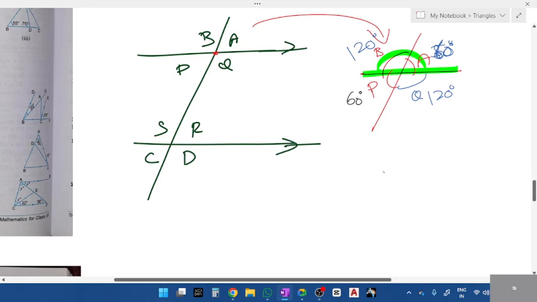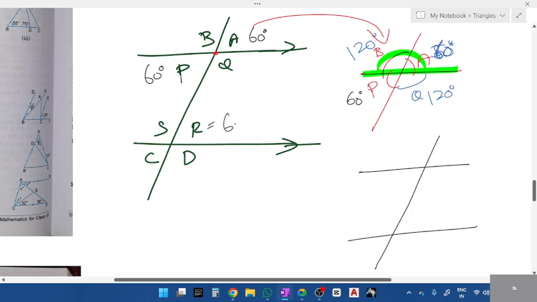Then, vertically opposite, not vertical, interior alternate angles. Okay, if P is 60 degrees, look at P. P is 60. What is A, students? A is also 60 degrees. Then what about R? What is the value of R? A is corresponding to which one? T, right? Can you see angle P and R are equal?